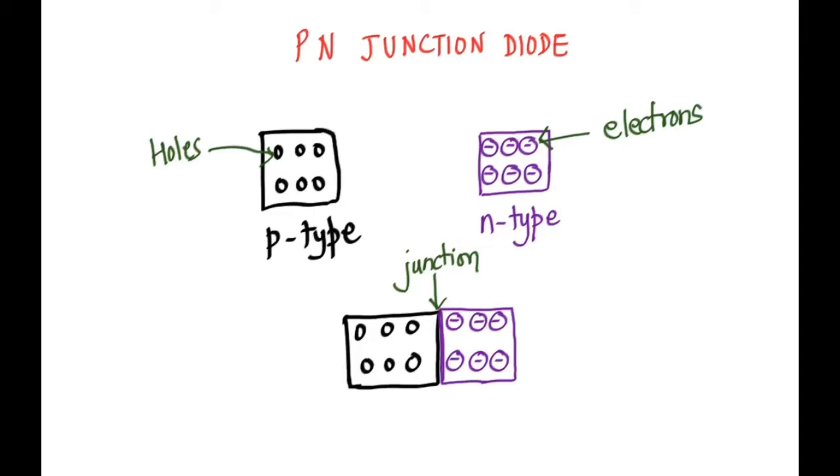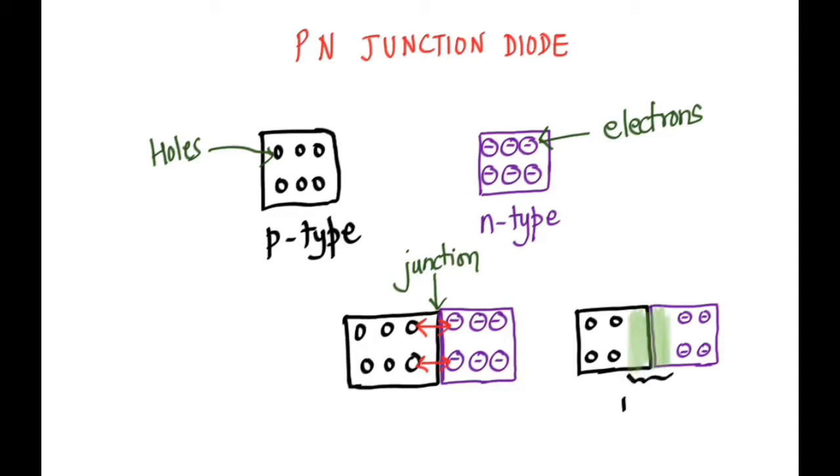And at this junction, the holes from the p-type and the electrons from the n-type would try to combine because they attract each other. Holes are positively charged and electrons are negatively charged. And when that happens, we will find at the junction there are no extra holes or electrons, and that region is called the depletion region.